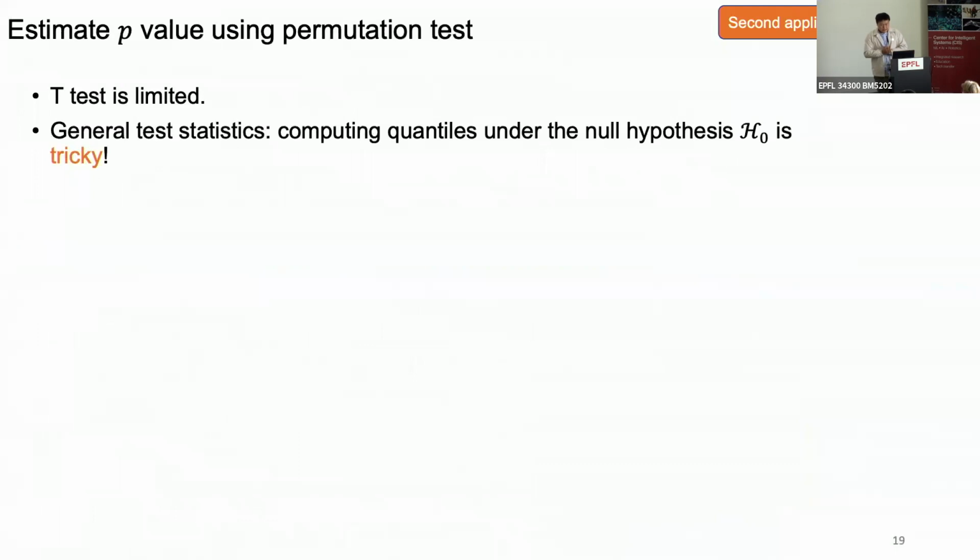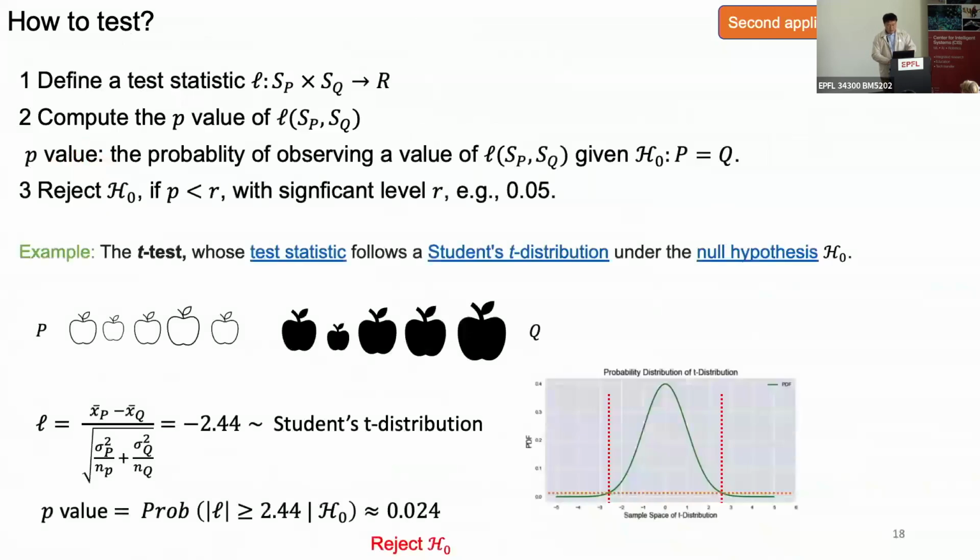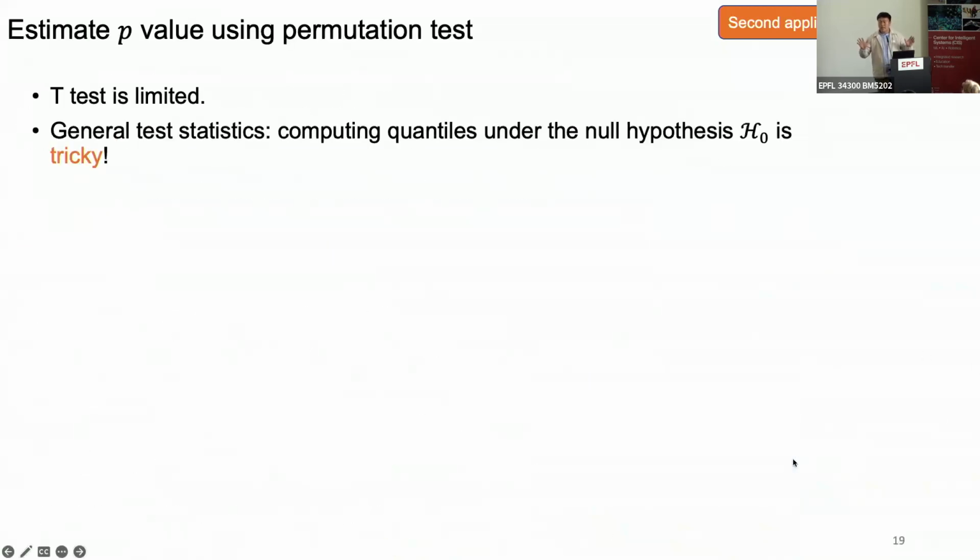In reality, a t-test is very limited, which cannot handle complex distributions or complex data. Therefore, we commonly use a general purpose test statistic. However, computing the quantile under a complicated test statistic is tricky under the null hypothesis. For the t-test, we have a table to look at. For the general test statistic, we do not have a table to look at. How to do this?